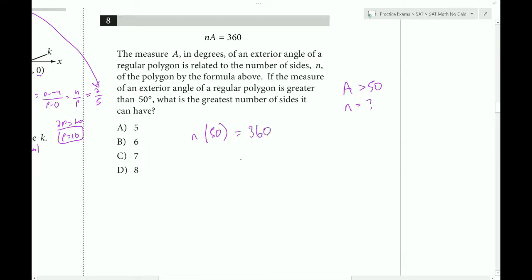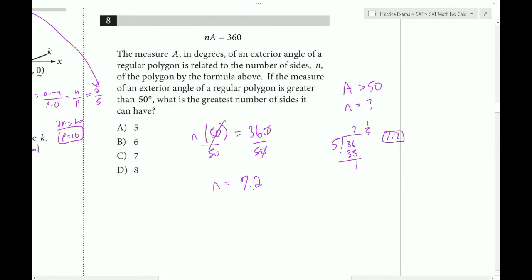Alright, so we get this equation, then we divide by 50 on both sides. And we get n equals, zeros will cancel, and I think that would equal 7.2. Now if you're not sure how to do it, you could do a long division. 5 goes into 35 7 times. Subtraction gets you 1, so that's 1/5, which is also known as 0.2.